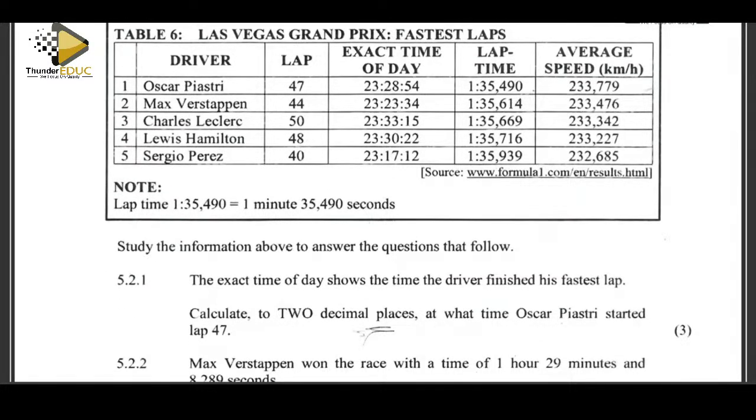All right, then we look at that. The exact time of the day shows the time the driver finished his fastest lap. Calculate to two decimal places at what time Oscar started. The exact time shows the time when the driver finished. That means this is the end. And they have spent this much. At what time did he start? So it's 23, 28, 54 minus.